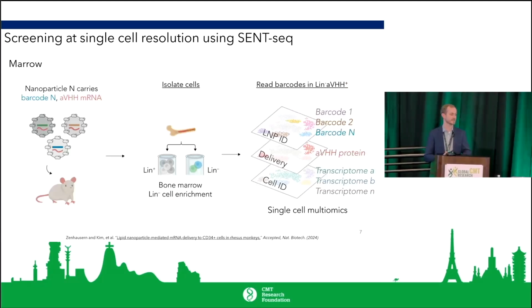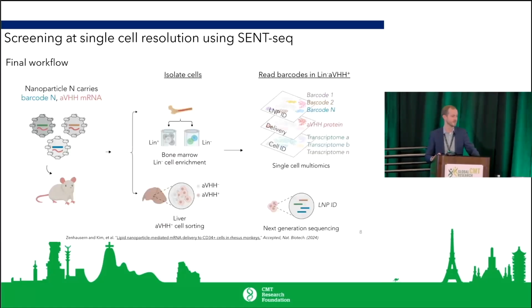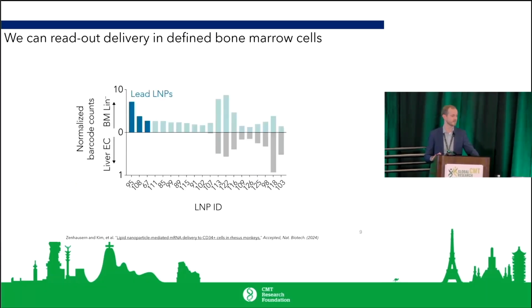From the same mice, we then isolated bone marrow cells and enriched for the fraction of cells that we're interested in looking at, which is this lineage negative fraction, and performed our single-cell multiomics approach on this. Then from the same exact mice, we also profiled delivery in the key off target, the liver, at the cell type resolution using flow to identify delivery to the liver. Using both of those data sets, we're able to quantify how every single particle in our screen delivered RNA to our on target, those HSCs, as well as to our off target, the liver. And we're able to rank all 120 LNPs based on those ratios.